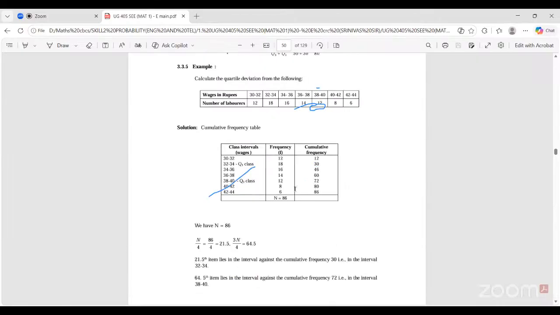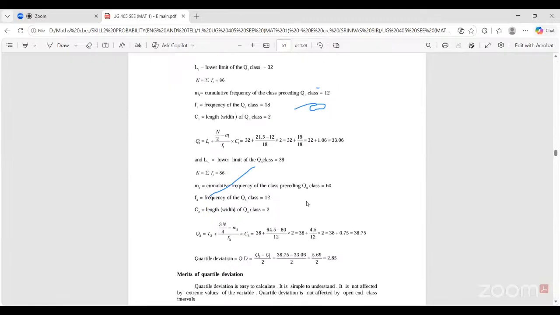The width is 32 to 34, that is, every class interval is 2. So the formula is Q1 is equal to L1 plus (N/4 minus m1) by f1 into c. Lower class is 32, N by 4 is 21.5, m1 is 12, the frequency is 18, into 2, since the class interval is 2.